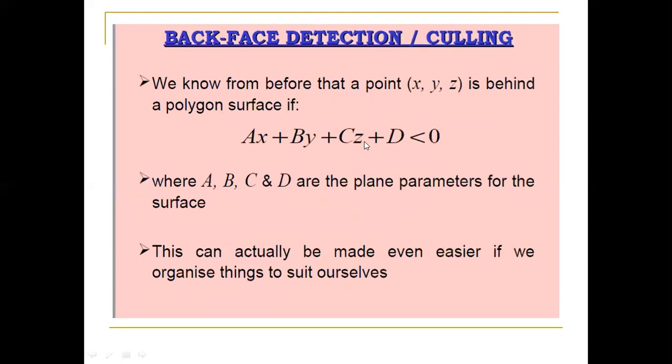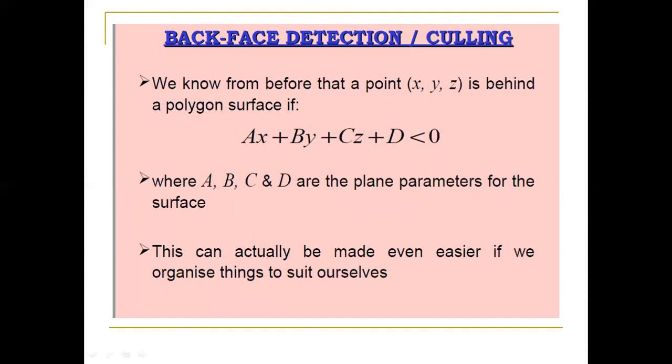Now in the backface detection method, for every plane, to check whether that particular object is visible or not, we consider the plane equation: ax plus by plus cz plus d. If it is less than 0, then I am saying that that particular surface is visible. If it is greater than 0, then I am saying that it is invisible.